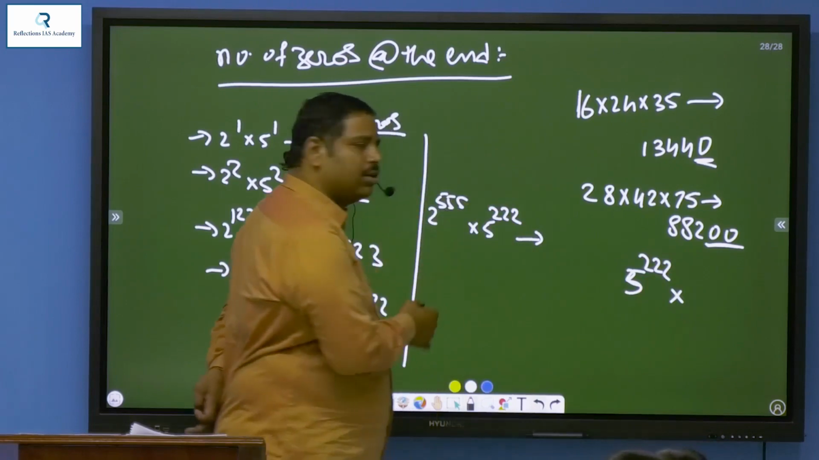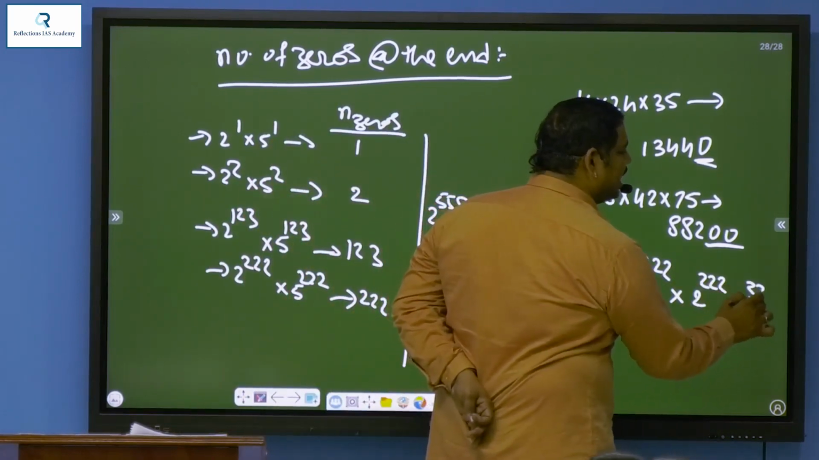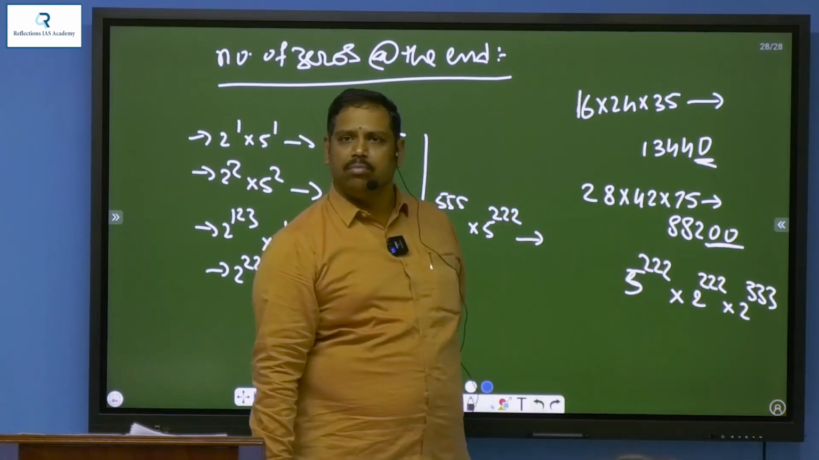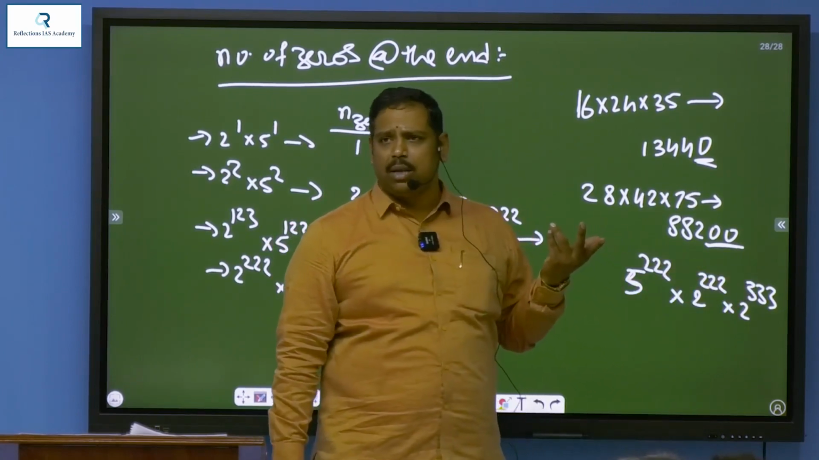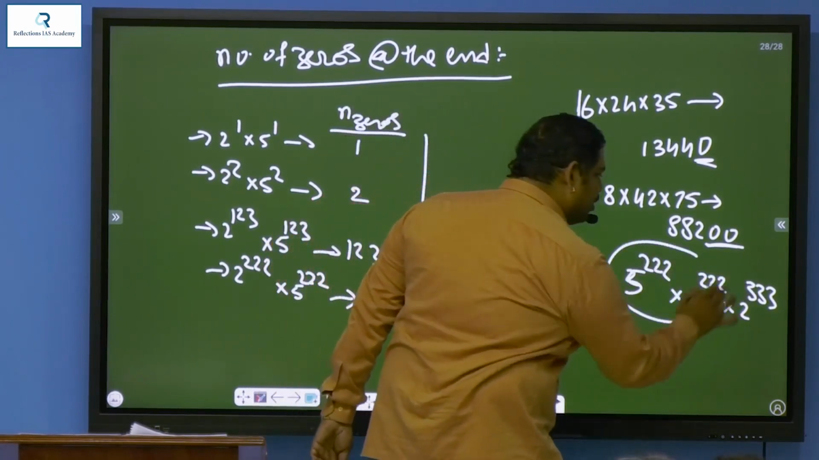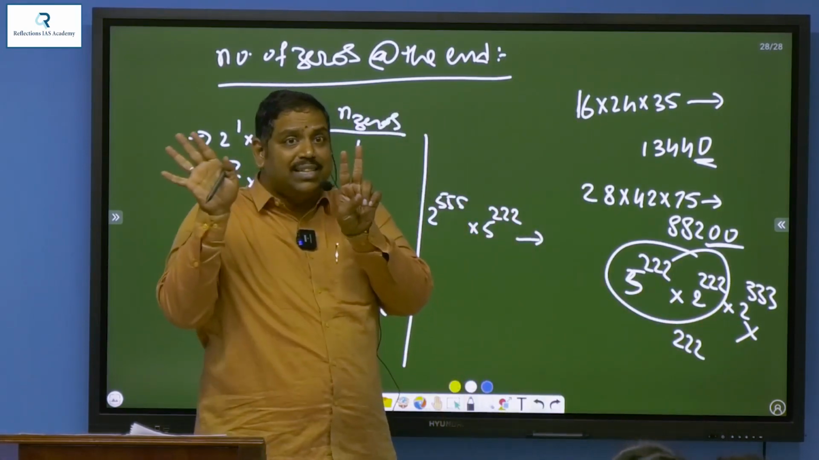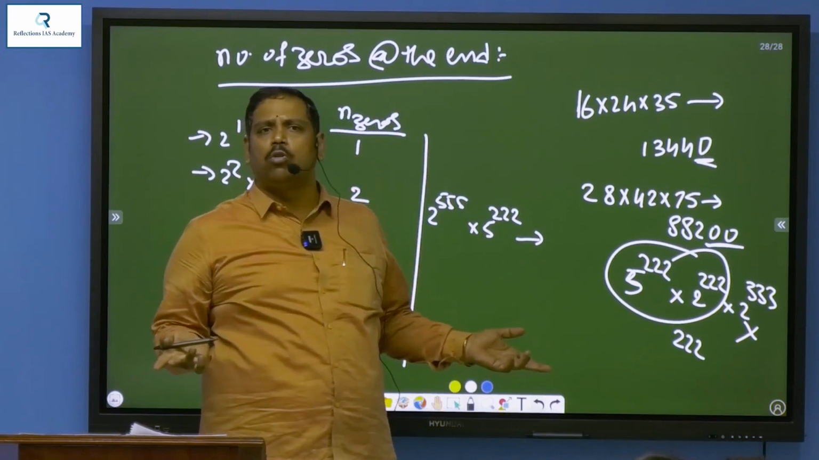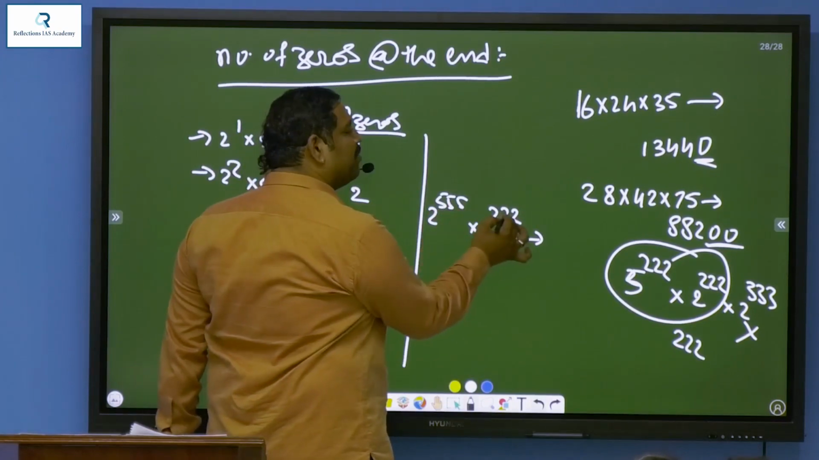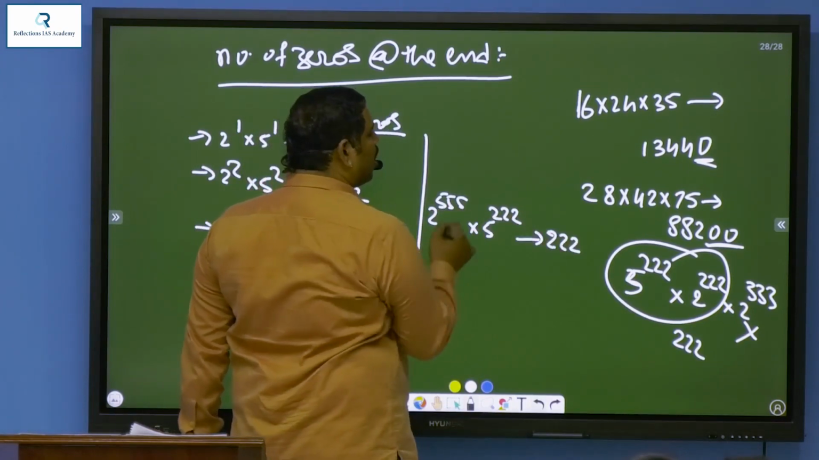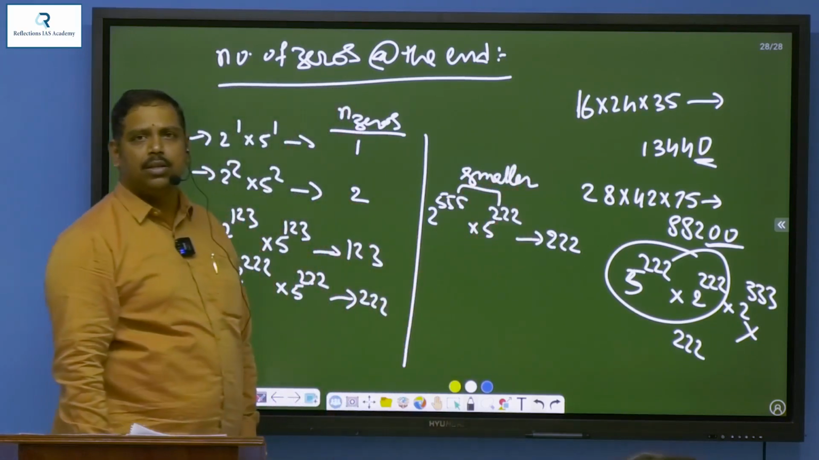2 power is how much? 555. I will write it as 2 power 222 into 2 power 333. Can I take it like this? Yes or no? a power m into a power n means a power m plus n, so automatically you will get 555, right or wrong? Here you will get 222 zeros. But the extra 2s have no 5s in conjunction with them, so you won't get extra zeros. That's why if you find different powers, the number of zeros is the smaller of the two. Smaller of the 2.